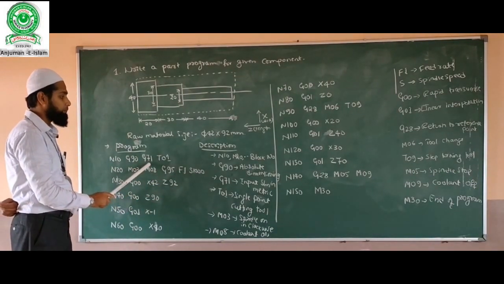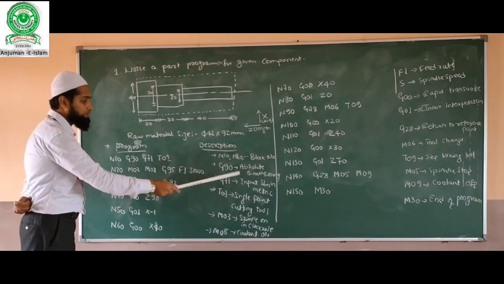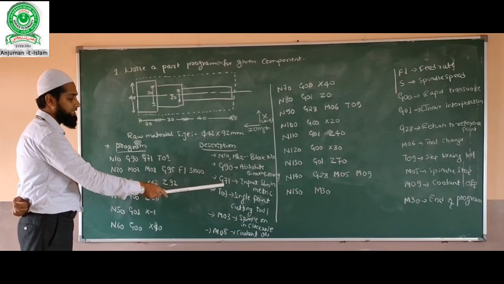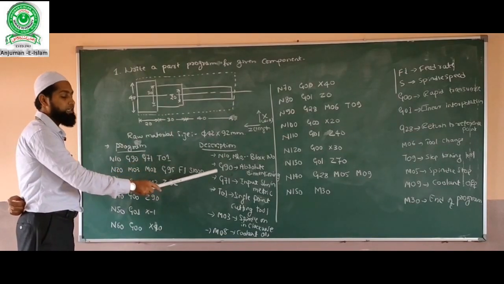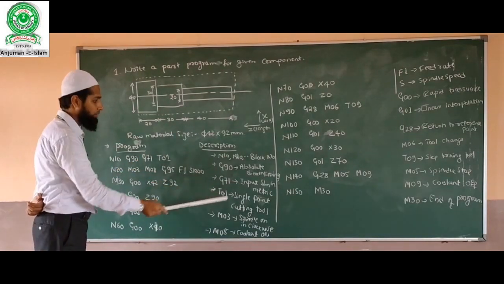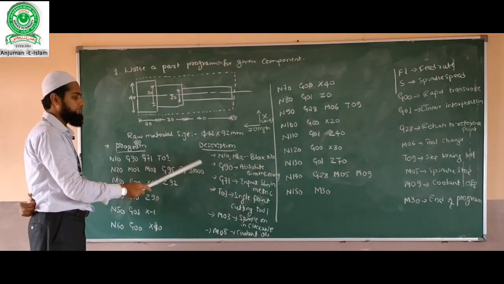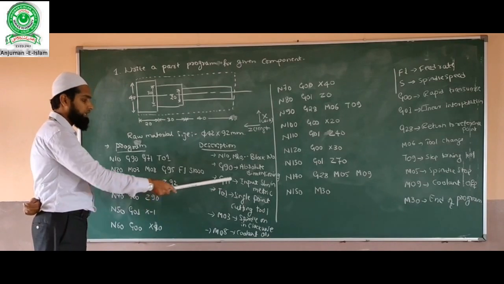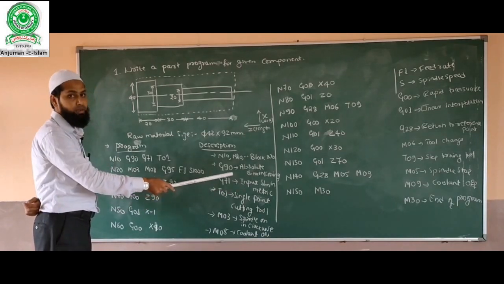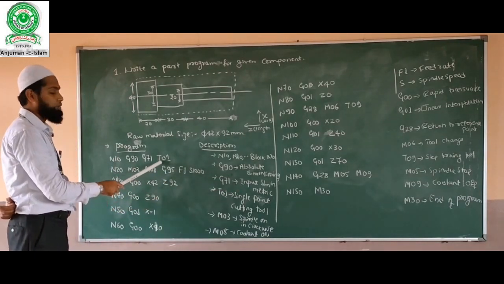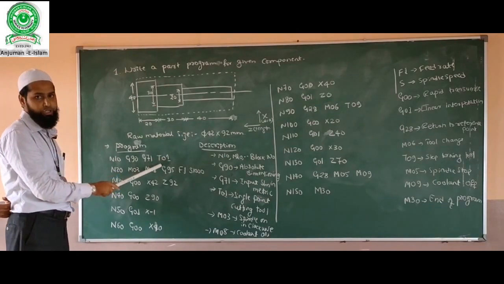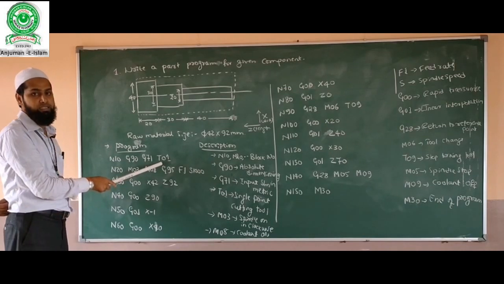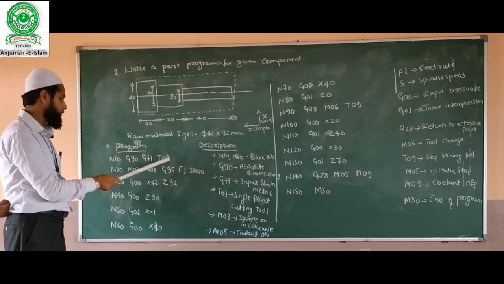Here G71 means input system in metric, all dimensions are in metric mode, so I will take G71. If you want to change this to inches, then we have to take G70, that becomes the input system in inches. Next is T01, the single point cutting tool. Here for turning and facing I will take this single point cutting tool, that is T01.